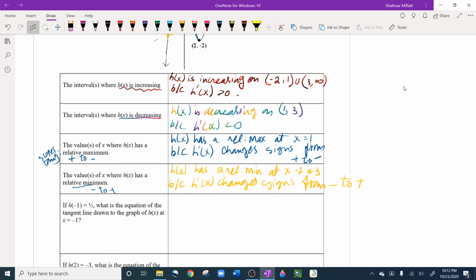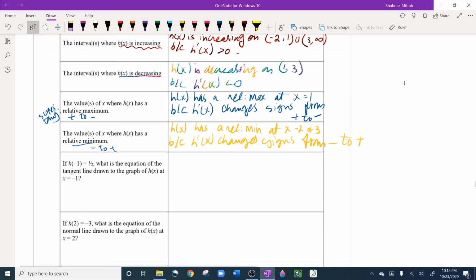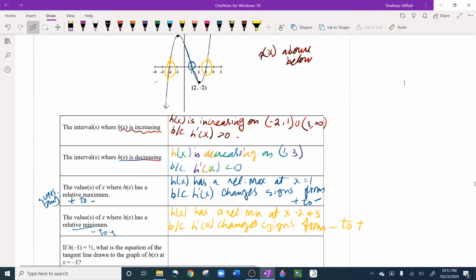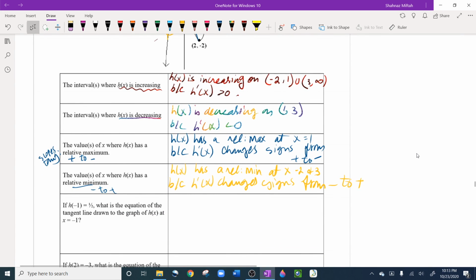If h of negative 1 is half, what is the equation of the tangent drawn to the graph of hx at x equal negative 1? Now, if you guys pay attention, they said draw a tangent line at x equal negative 1. The slope, my m, is 5. I already know that. So I'm going to say y minus half, because that's the y value, equals the slope 5 times x minus negative 1, which turned positive. That's my equation.